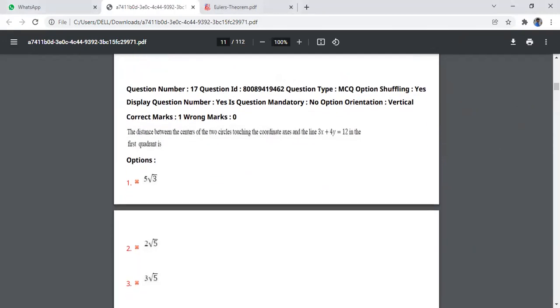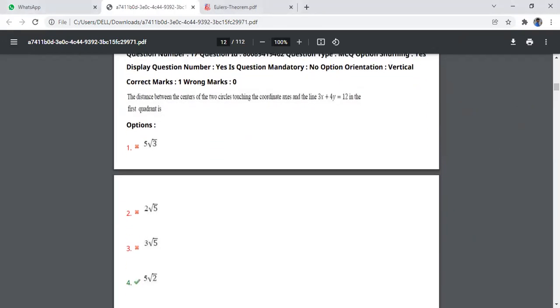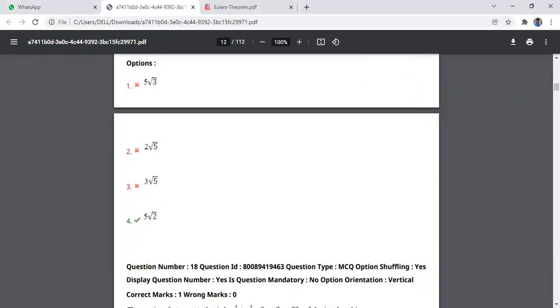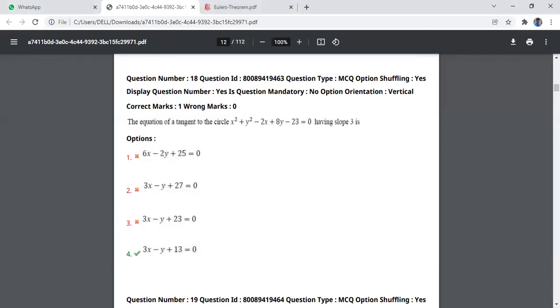Okay. Next, this one is the distance between the centers of the two circles. This question is not valid actually. Next question.